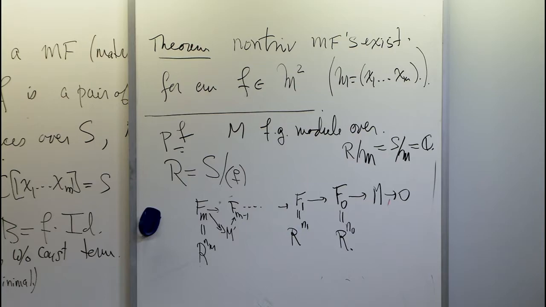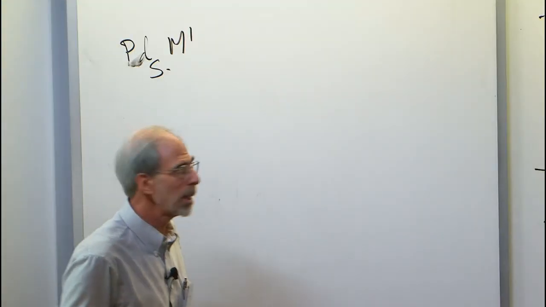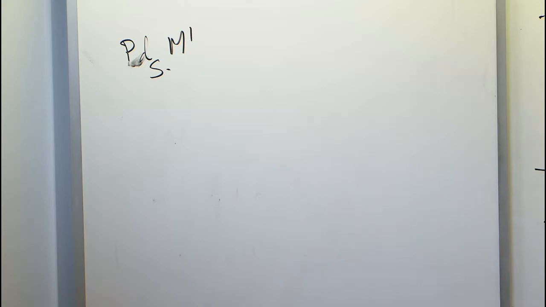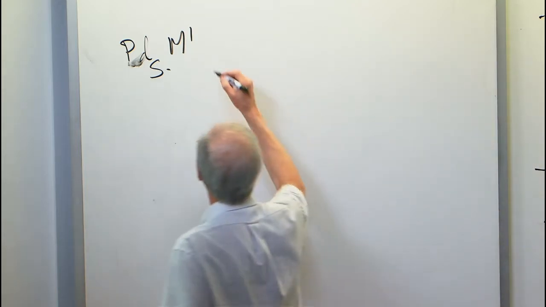So what I'm about to say is usually done by introducing the notion of depth and discussing the Auslander-Buchsbaum-Serre theorem. But I'm going to cut to the chase and just tell you what the important point is, namely the projective dimension of m prime as an S module. So m prime is an R module. I certainly can regard it as an S module because R is a quotient of S. And the projective dimension of m prime as an S module is 1.